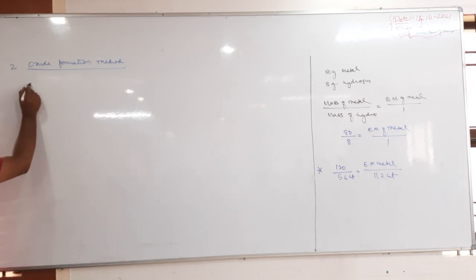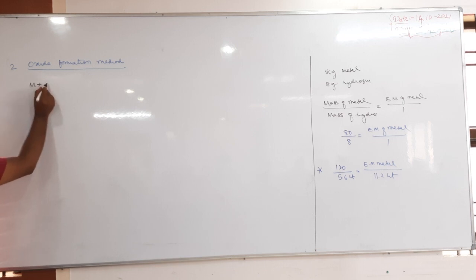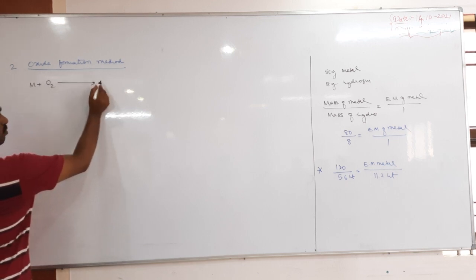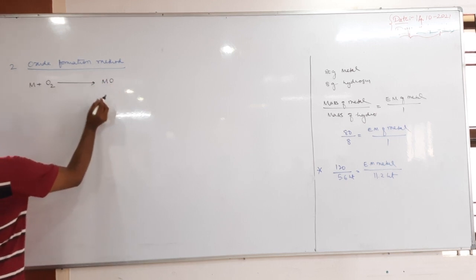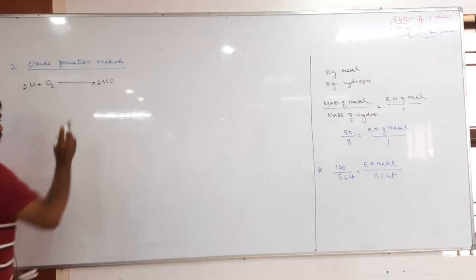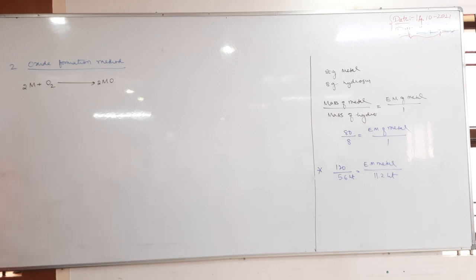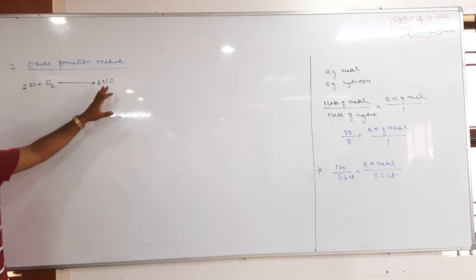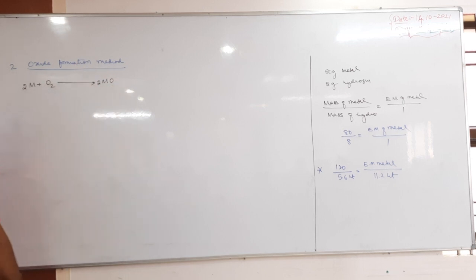Let us take an element M combined with oxygen, O2. It forms MO. For balancing I will take 2 here and 2 here. Listen carefully. In the oxide formation method, let us take element M. It may be a metal or even a non-metal. So an element M is combined with oxygen and forms a metal oxide or non-metal oxide. Let us take its oxide.